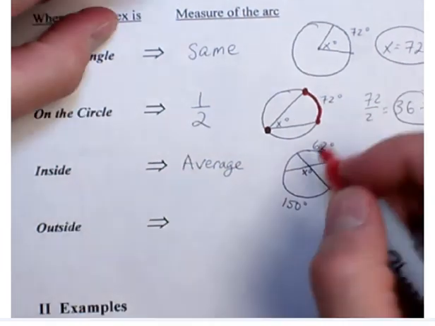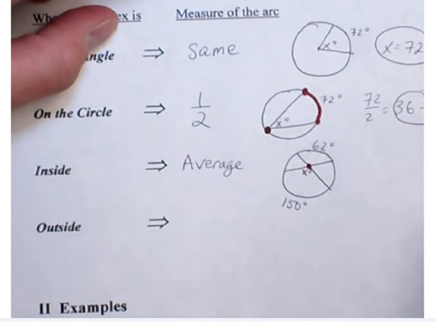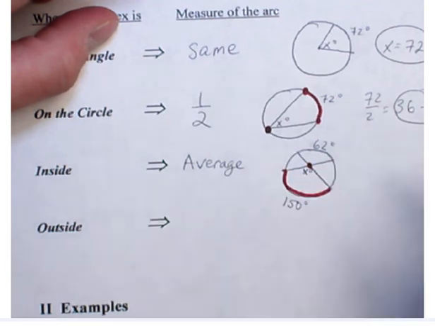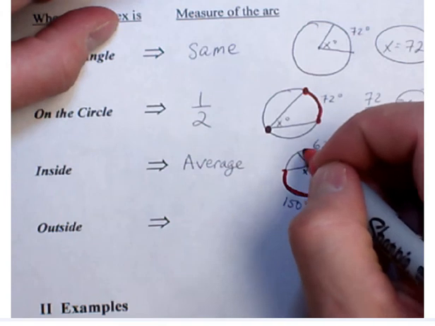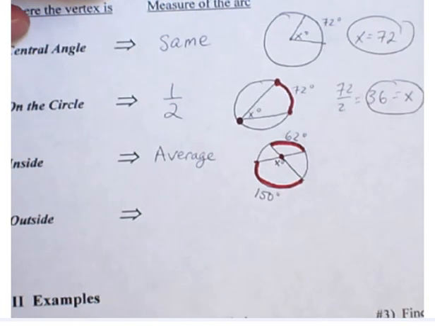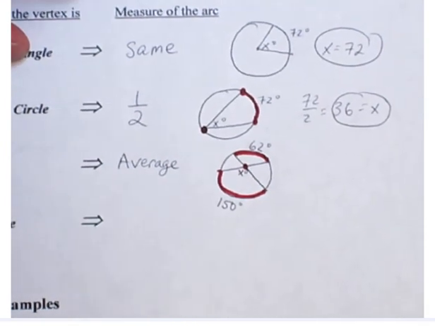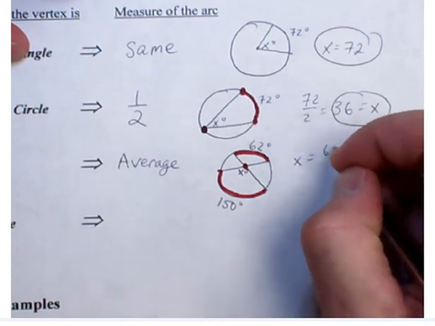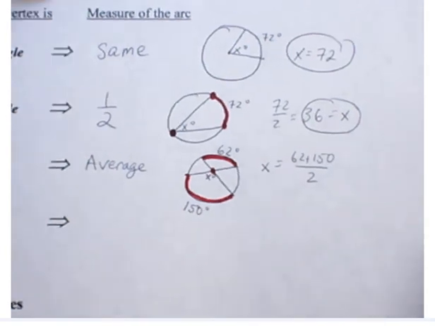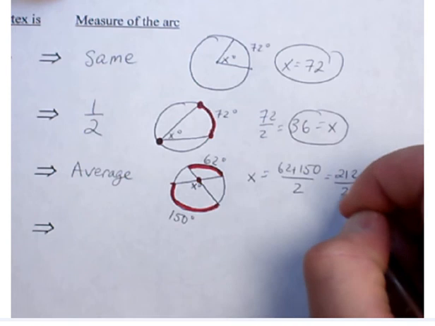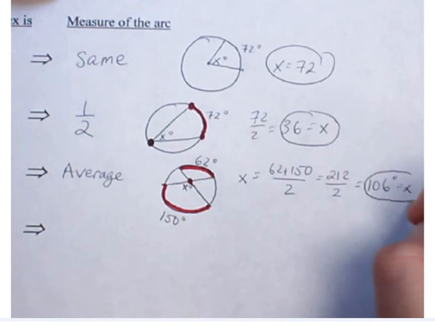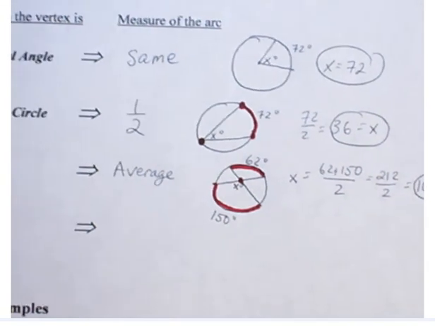Now, the x degrees, the vertex is somewhere inside the circle, and if I trace out where x is, this angle is going to intercept the 150 degrees, and then the vertical angle is going to intercept 62. So when we calculate this, if the vertex is somewhere inside the circle, then the angle is the average of the two arcs. 62 plus 150 divided by 2. And then we simplify this. We get 212 divided by 2, which is 106 degrees. That's equal to x.